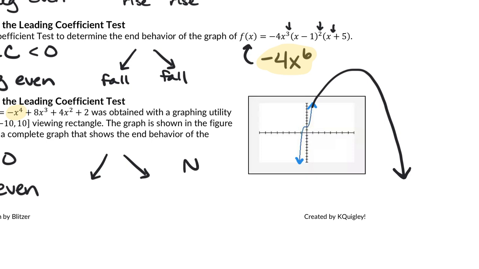So the answer here is no. Is this a complete graph? No. End behavior tells you a lot of information about the different types of functions.